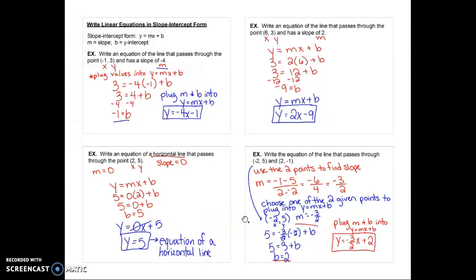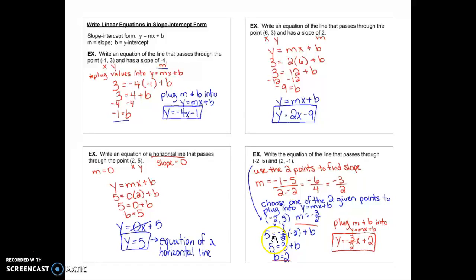Now, because you have 2 points, you just get to pick one of them to use. Okay? It does not matter which point you use, you will get the same answer at the end. So you choose whichever point you would like to use with the slope to plug into the equation. So in this case, we chose -2, 5. And again, our slope was -3/2. So now, just like the previous examples, we're going to plug all of that information into our equation and solve it for b so that we can write the final equation.